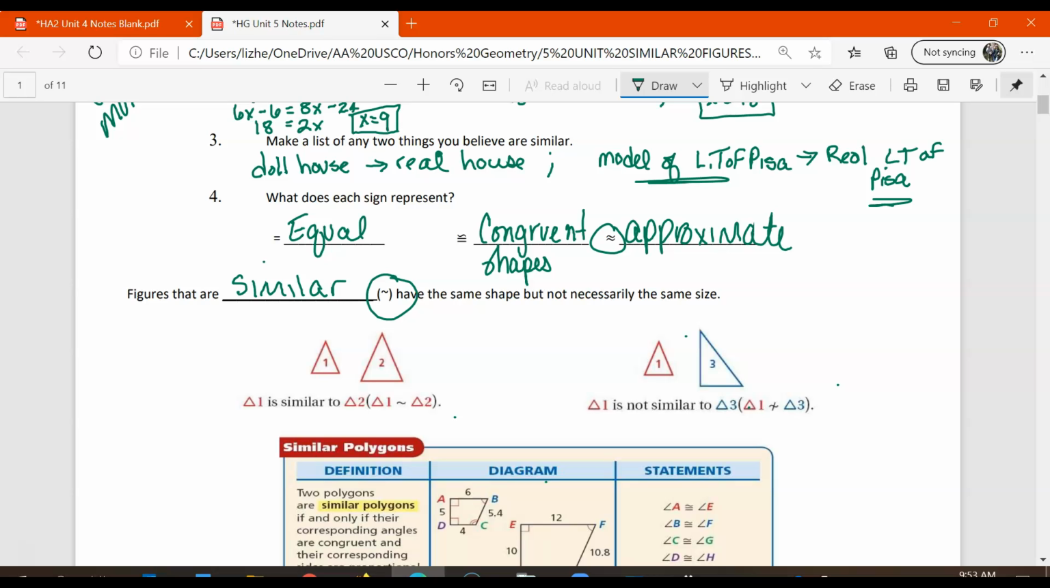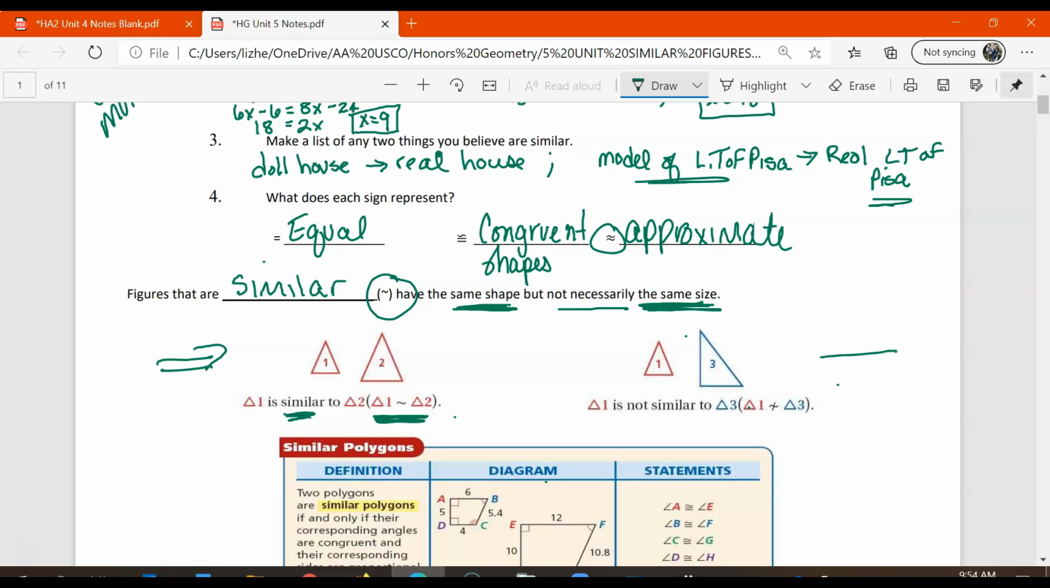But anyhow, figures that are similar have the same shape, but not necessarily the same size. For example, right here, triangle 1 and triangle 2, those look like the same shape, but 1 definitely looks smaller than 2. So we would say triangle 1 is similar to triangle 2, and we would write that this way. Triangle 1 is similar to triangle 2.